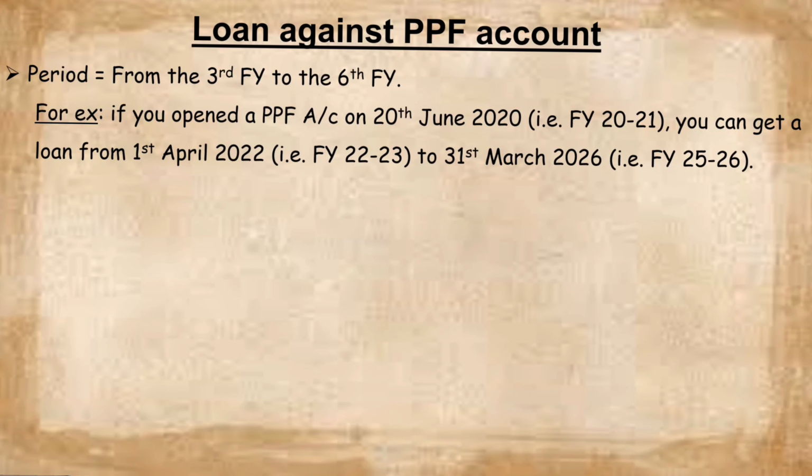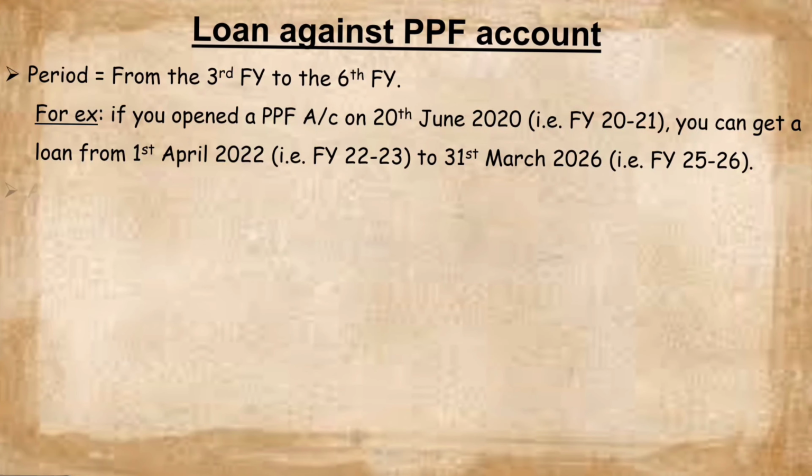For example, if you are investing any amount on 20th June 2020, that is financial year 2021. So that becomes your first financial year. Then you are eligible to withdraw from 1st April 2022. That becomes your 3rd financial year. That is 2021, 21-22 and 22-23 up to 31st March 2026, that is FY 25-26. Between the 3rd year and 6th year, you can avail a loan against your PPF account.